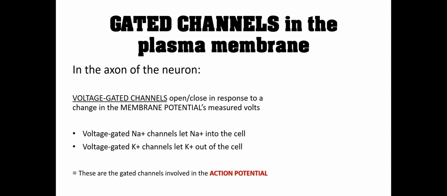Since the potassium is positive and it's flowing out of the cell, that brings the cell back down to more of a negative charge. Now, these sodium and potassium channels opening and closing and letting the positive ions in and out of the cell, therefore changing the millivolts, changing the voltage in that potential energy, is all involved in the action potential.